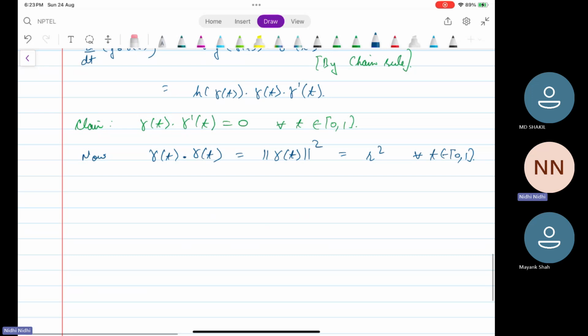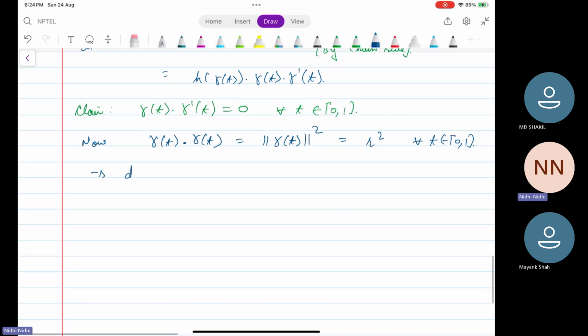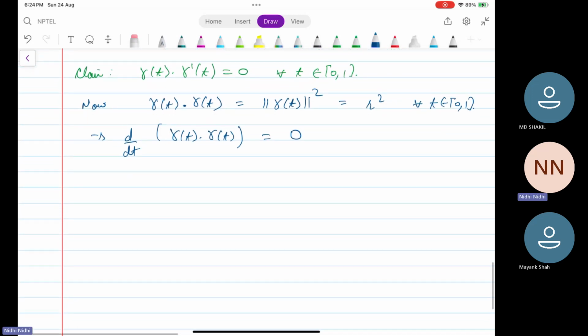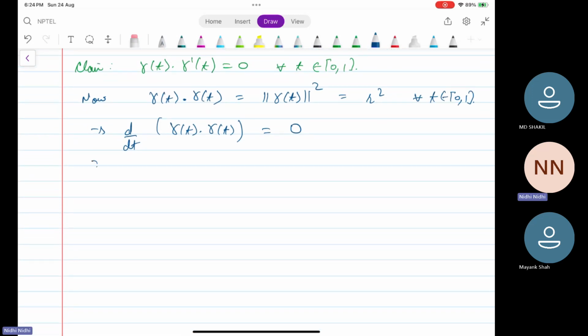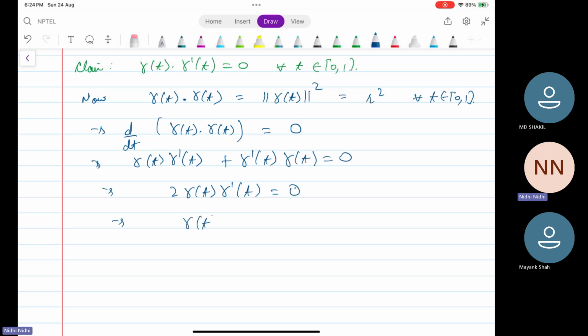Now let's differentiate both sides. This implies d by dt of gamma t dot gamma t is equal to 0 because this is constant. And by the product rule for the dot product, this is equal to gamma t dot gamma dash t plus gamma dash t dot gamma t. So this is equal to 0. That is basically 2 times gamma t dot gamma dash t. This is equal to 0. That's what we want. Gamma t dot gamma dash t is equal to 0.